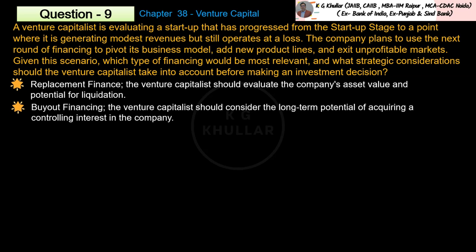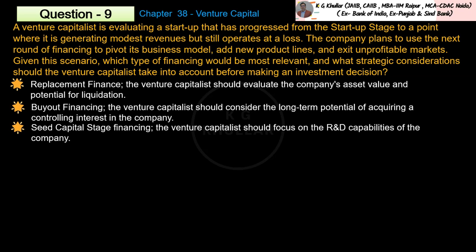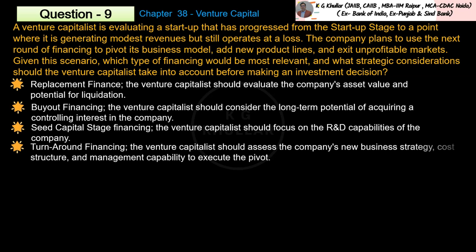Then second option B is buyout financing. And it's given that the venture capitalist should consider the long-term potential of acquiring a controlling interest in the company. Then third is seed capital stage financing. And it's given that the venture capitalist should focus on the R&D capabilities of the company. And last option D is turnaround financing. And here it's given that the venture capitalist should assess the company's new business strategy, cost structure, and management capability to execute the pivot.